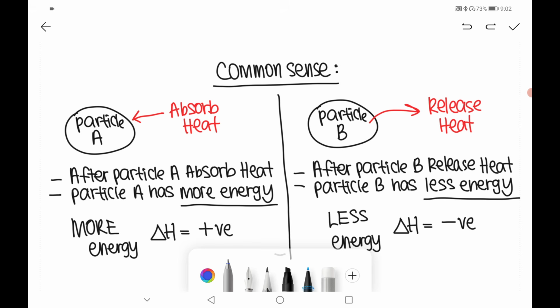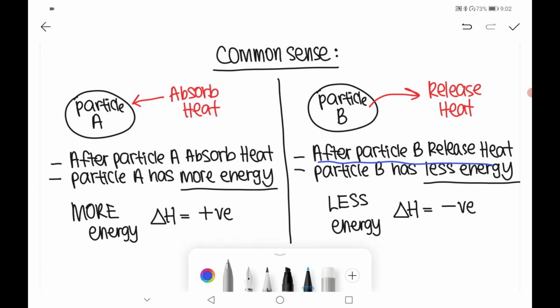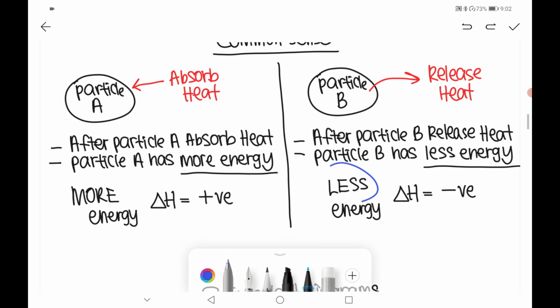So if the particle releases energy, throws the energy away, the particle now has less and less energy. How to get less energy? Less means negative. Okay, so simple as that.